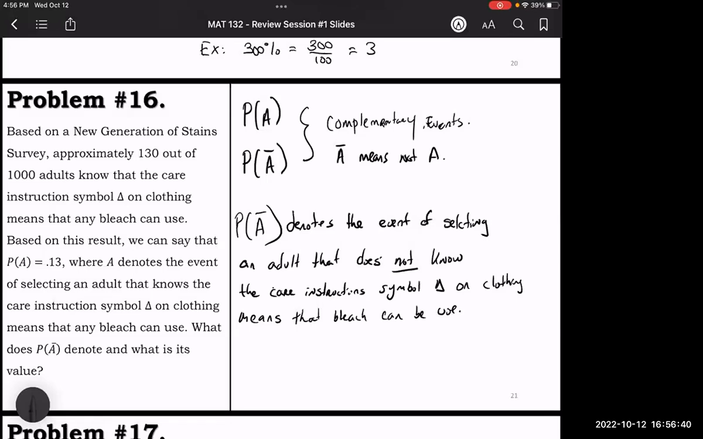All right, so whatever A was, A bar means not A. The way we compute not A, we say that P(A bar) is equal to 1 minus the probability of A. And the probability of A, we already have that value. It was given. Probability of A is 0.13. So you take 1 minus 0.13, and that will be your final answer. What's 1 minus 0.13? 0.87. There you go. Done. Any questions?